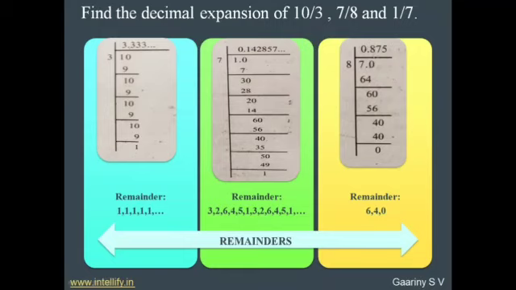You just have to pay attention to the remainders and see if you can find any pattern. Here in this first one you are getting the same remainder 1, 1, 1. In the second example we just saw, after a few steps the remainder starts repeating itself. In the third example we just saw the remainder turns 0 after some steps. Let us conclude this.